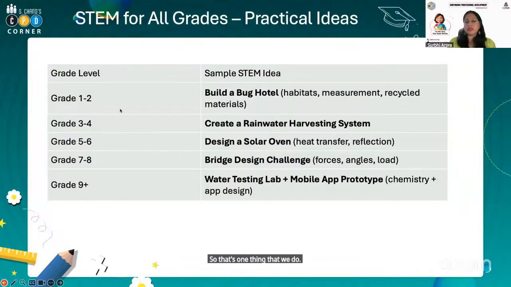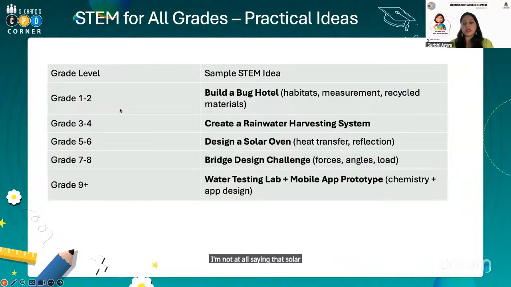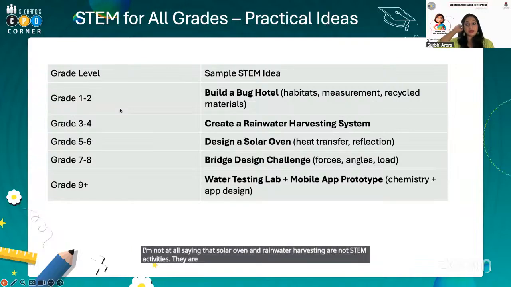A rainwater harvesting system is a very basic one, which most of you would have done. Similarly, a solar oven that you would have done in your classrooms. Now, I'm not at all saying that solar oven and rainwater harvesting are not STEM activities. They are STEM activities. They are practical problems that we are solving through some technology and some integrating of engineering.